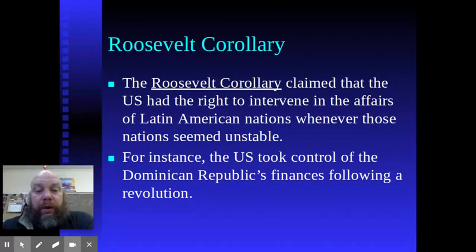He passed the Roosevelt Corollary. The Monroe Doctrine said that basically Europe needs to stay out of Latin America's business, but the Roosevelt Corollary said, but we can get in their business whenever their actions make their nation seem unstable. For instance, we took control of the Dominican Republic.